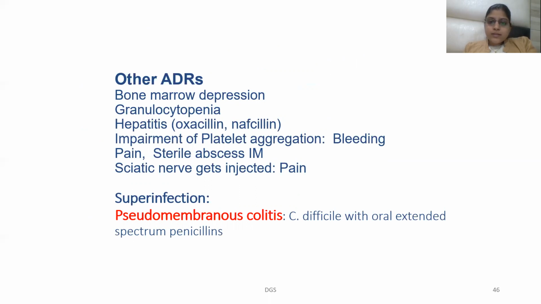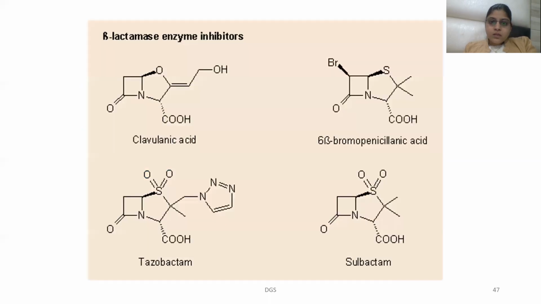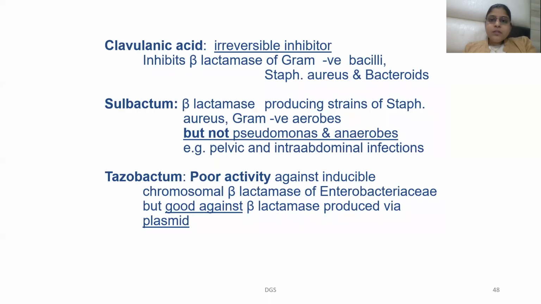Superinfection, Pseudomonas colitis can be there. These are the beta-lactamase inhibitors: clavulanic acid, tazobactam, sulbactam. These inhibit the beta-lactamases of gram-negative bacilli, Staph aureus, and Bacteroides.